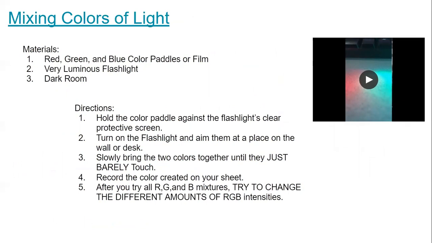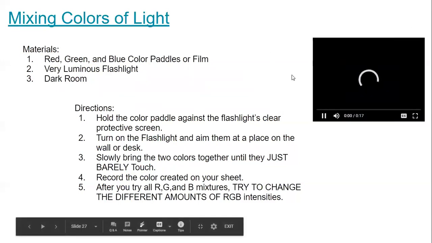And then since we're talking about creating colors with light, the primary colors of light are red, green, and blue. In our kit, we have a red, green, and blue color paddle, or films, that you can cover flashlights with and do a color mixing activity, because we have all different types of colors that we see in our Landsat images, but they actually all come from different ratios of red, green, and blue that are detected by that satellite. You'll need a very luminous flashlight in a dark room to do this. And you can just let the kids experiment with mixing colors.